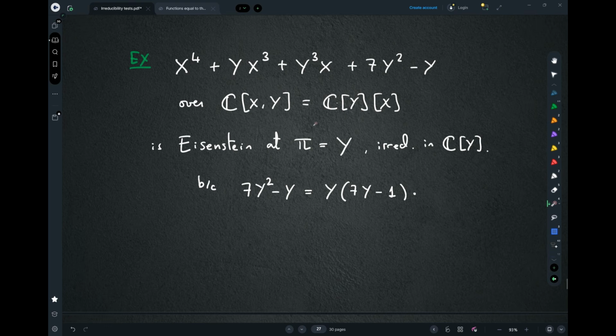Now, this is not a field, but it is a UFD, Z adjoin y, and this polynomial is now Eisenstein at pi equals y. Pi equals y is an irreducible element in this ring, and you can see that y divides every coefficient, but the constant term is not divisible by y squared. So it is Eisenstein at y, and therefore is irreducible. So it has to be irreducible as a polynomial in this polynomial ring.